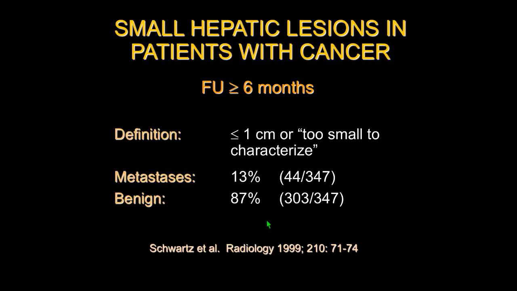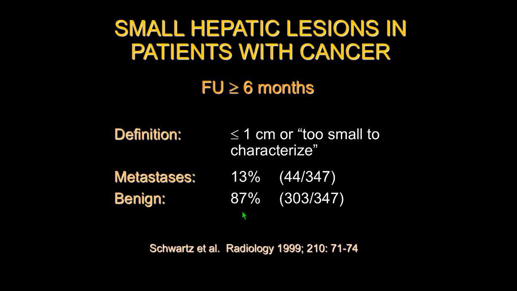Now, this is another study that I think is very helpful. This was 7 years later from Memorial Sloan Kettering, which of course is a cancer hospital. So this entire group of patients are cancer patients. In this study, they considered lesions 1 centimeter and smaller too small to characterize, and again followed these patients for at least 6 months. And what they found was that even in this cancer population, nearly 90% of the lesions turned out to be benign.